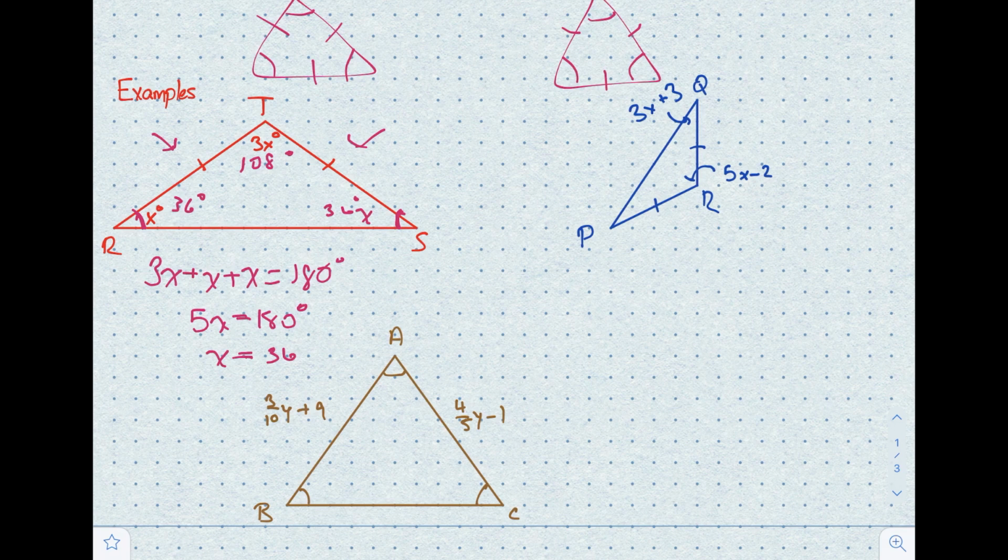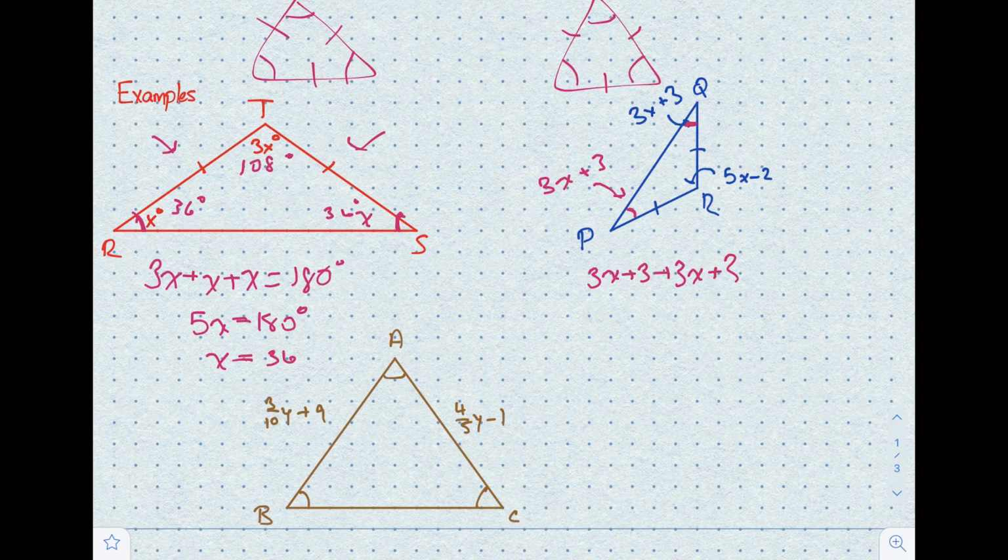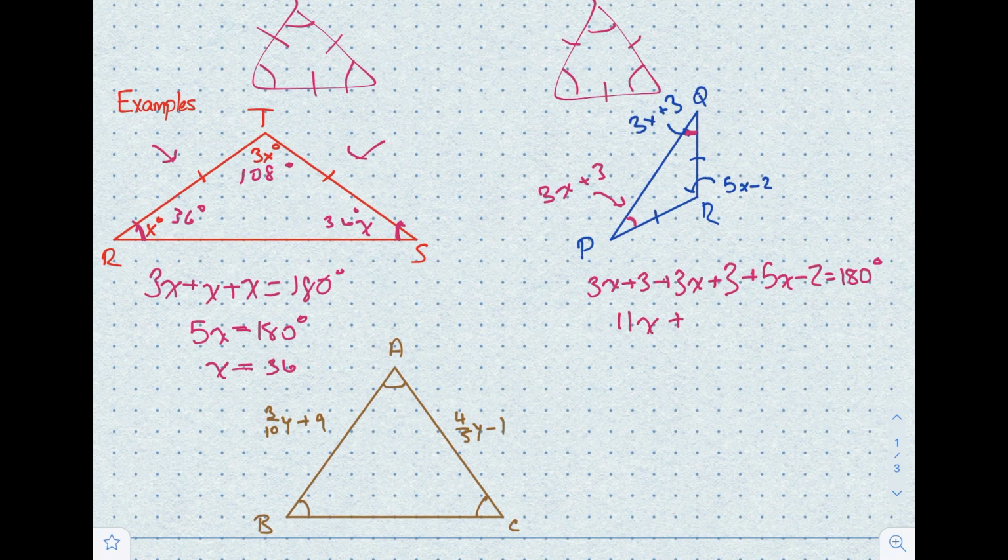If we look over at triangle PQR, we have the same idea going. We've got an isosceles triangle, so the angles opposite the congruent sides are congruent. Angle P is congruent to angle Q. So that means I can copy that 3x plus 3 over from angle Q to angle P. And again, all three angles add up to 180 degrees. So 3x plus 3 plus 3x plus 3 plus 5x minus 2 is 180 degrees. Now we can combine our like terms and solve for x. That is 11x plus 4 is equal to 180.